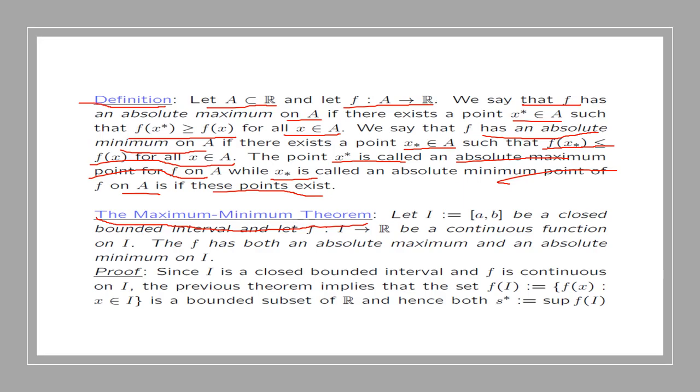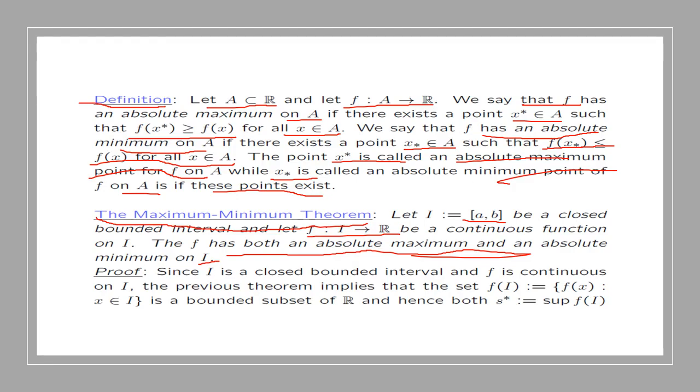It says if I is a closed bounded interval, say if I is a closed interval [a, b], and f is a continuous function on I, then f has both an absolute maximum and an absolute minimum on I. If I is a closed bounded interval and f is a continuous function on I, then f has both an absolute maximum and an absolute minimum on I.